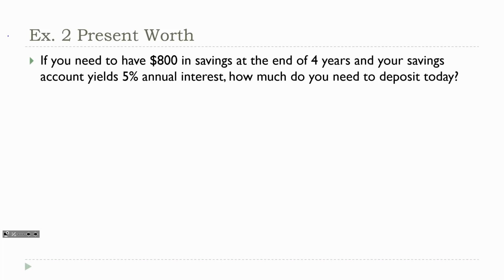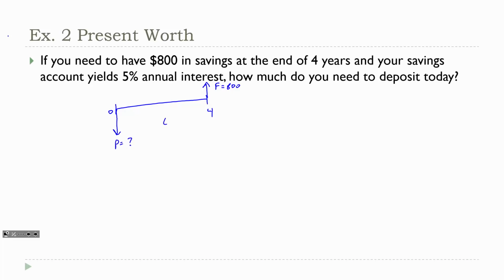If you need to have $800 in savings at the end of 4 years and your savings account yields 5% annual interest, how much do you need to deposit today? So we have going from 0 to 4. What do we know? We know F. We need to take out an F equal to 800. And so we're looking for what? P, in what year? 0. So what does P equal?